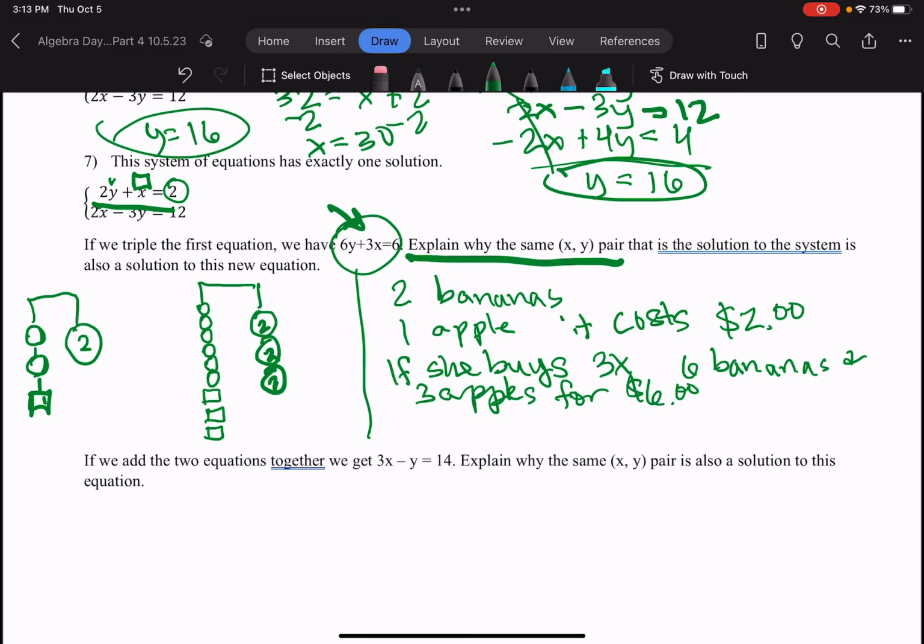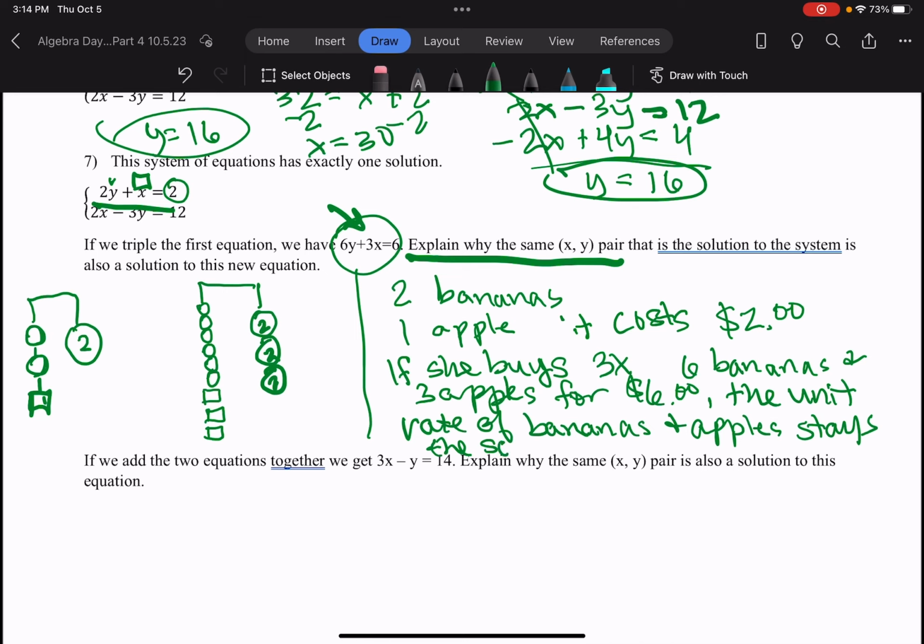But notice the X and Y amount: the amount that each banana costs and the amount that each apple costs will remain the same. So even if she buys 3 times the bananas and 3 times the apples for $6, the unit rate of bananas and apples stays the same. And so therefore the solution stays the same.